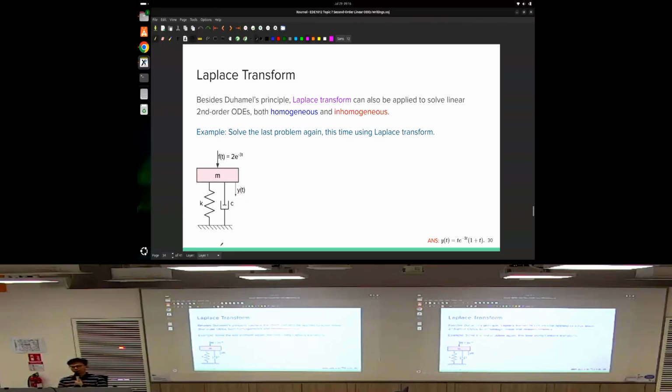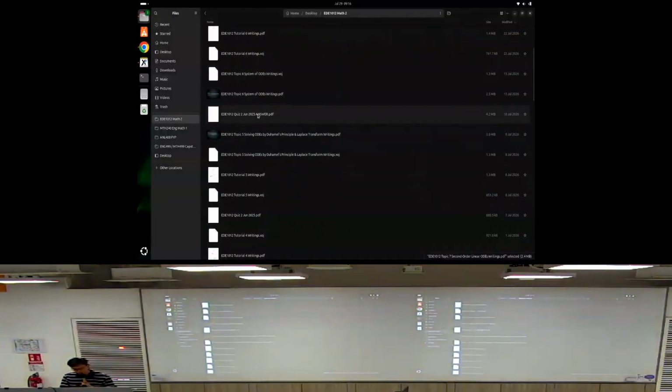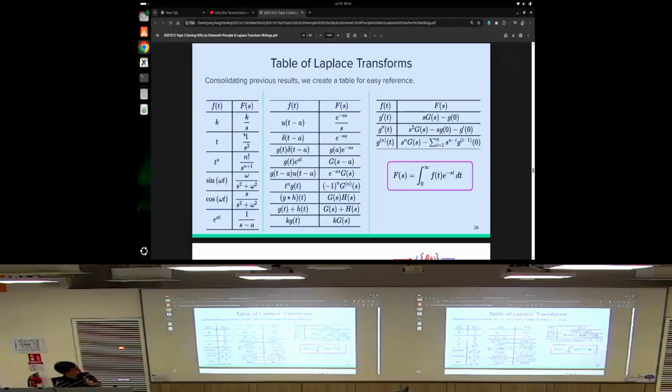Now we look at how Laplace transform can assist us to solve second order ODEs as well, both homogeneous and inhomogeneous. It's similar to the first order ODEs, where we also went through two methods, Duhamel's and Laplace. Just a quick recap on the Laplace transforms. This is our Laplace transform table, which we'll be using to solve the second order ODE. We will certainly need the Laplace transform of the derivative, in this case g prime and g prime prime, because we have a second order ODE to solve. So this is it.